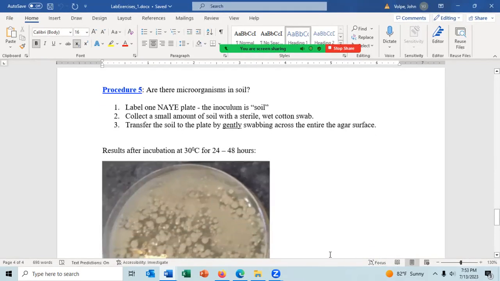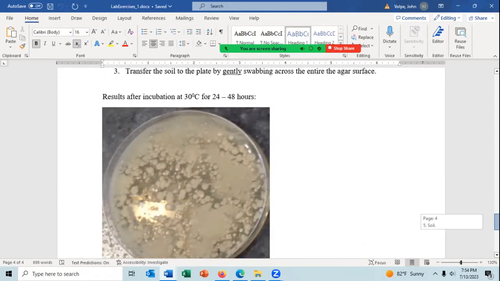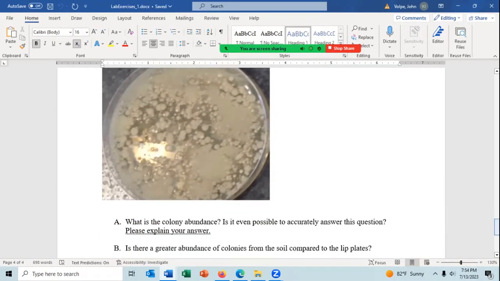Procedure 5, you don't need to answer this question. We're going to answer it with this procedure. And are there microorganisms in the soil? What you do is you get a little bit of soil, add water to it, and then take a sample of that and dilute it, and then streak it out on the plate. And we did that for you. And here's the plate here.